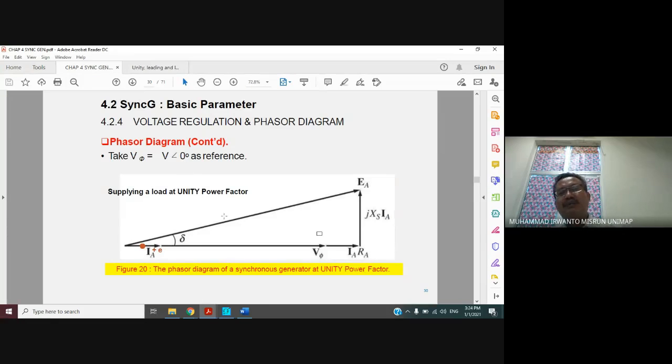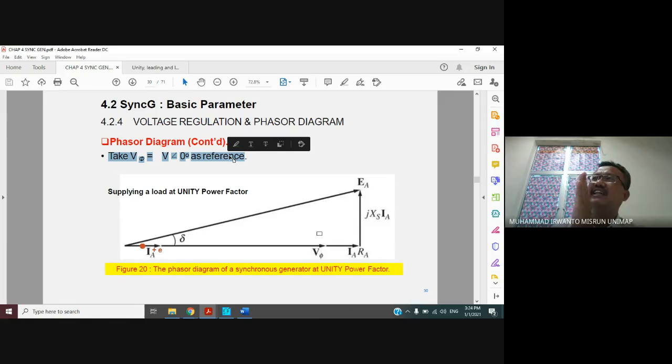For this phasor diagram, when you have the variables EA, V phase, IA, RA, you can calculate and obtain V phase, IA RA, and EA, jXS IA. So how to draw? Remember this one.